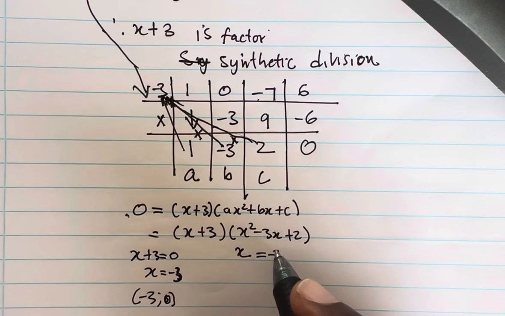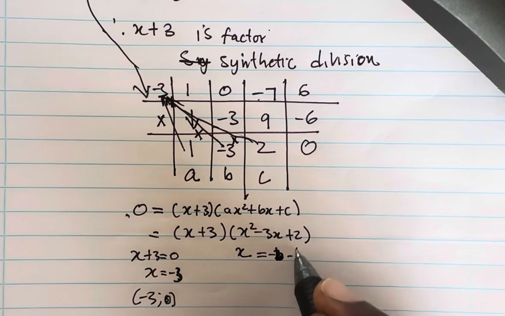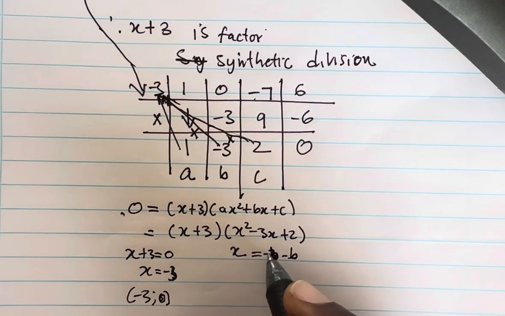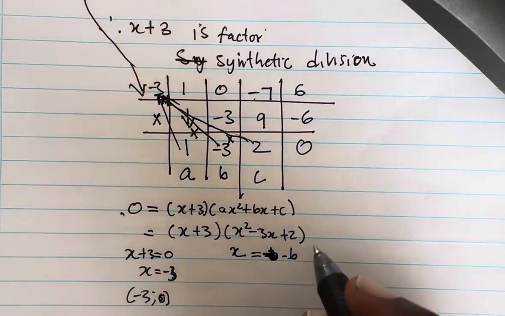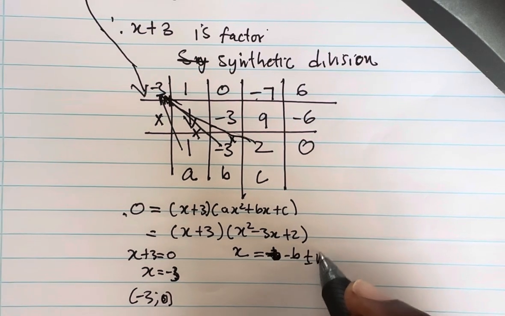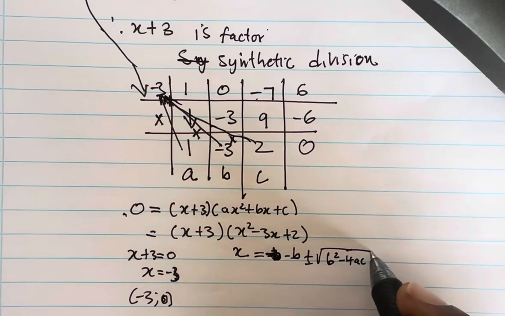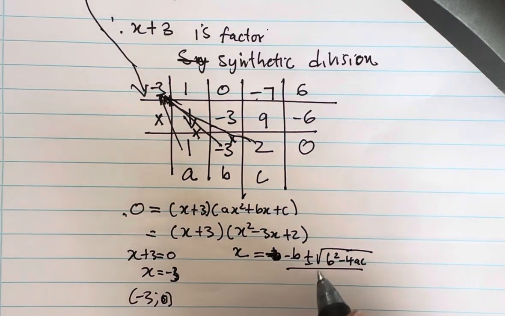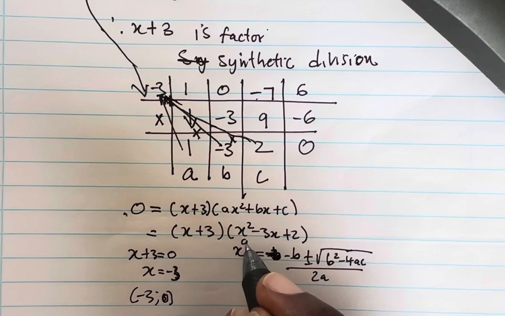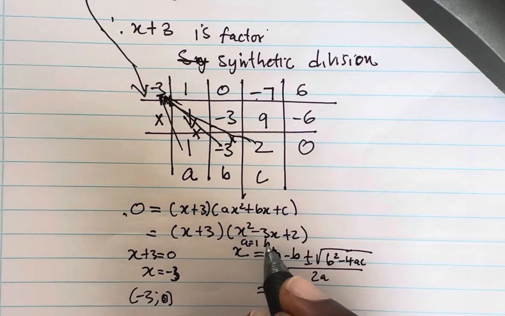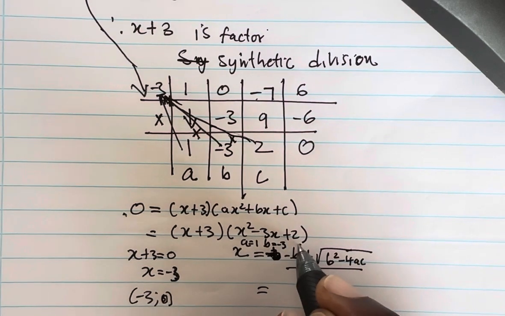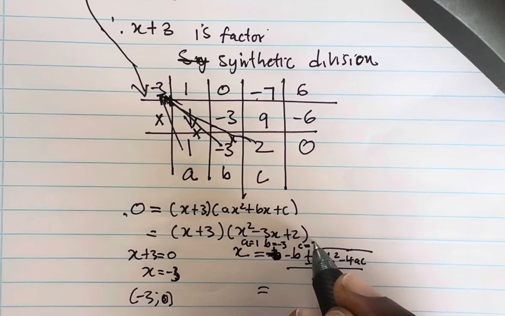x is equal to negative b plus or minus the root of b squared minus 4ac, divided by 2a. The value of a is equal to 1, the value of b is equal to -3, the value of c is equal to 2.